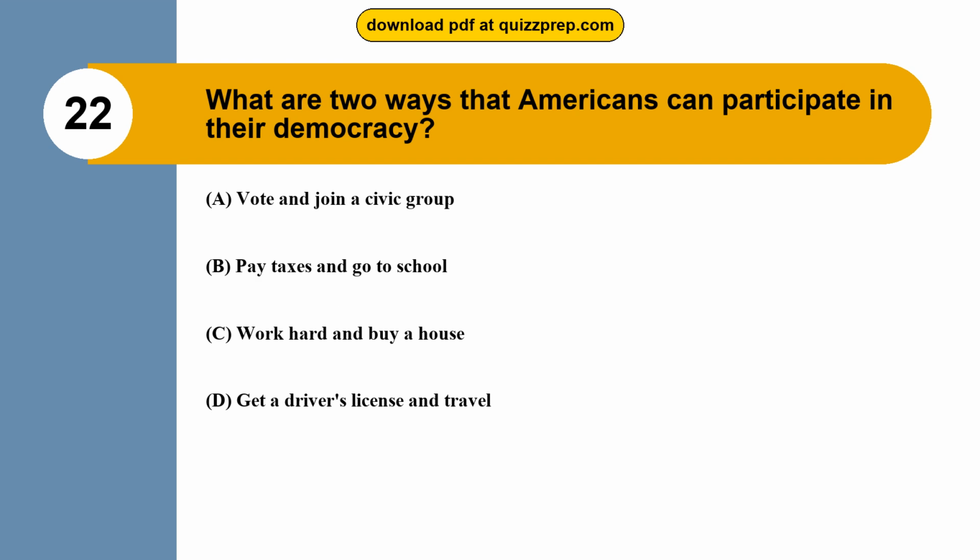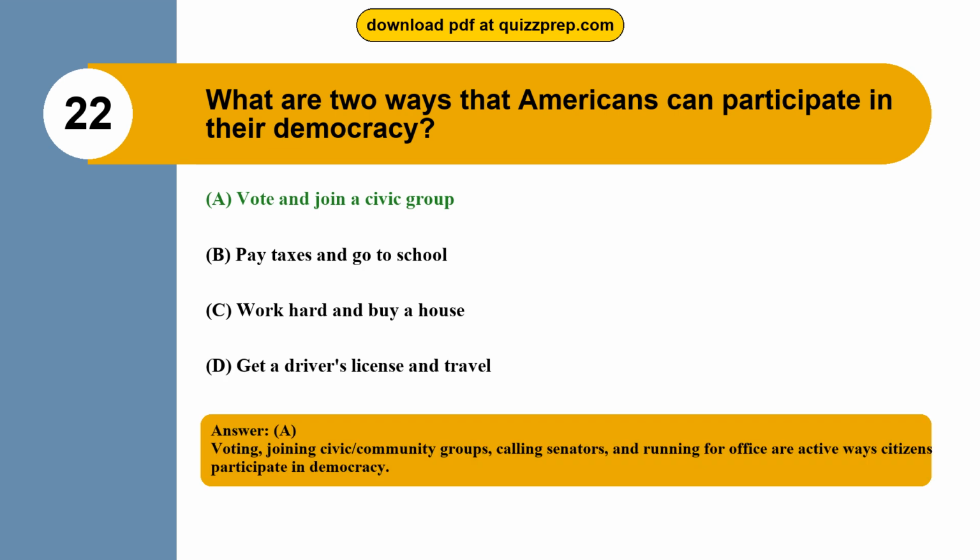Question 22. What are two ways that Americans can participate in their democracy? Option A, vote and join a civic group. Option B, pay taxes and go to school. Option C, work hard and buy a house. Option D, get a driver's license and travel. The correct answer is option A, vote and join a civic group. Voting, joining civic or community groups, calling senators, and running for office are active ways citizens participate in democracy.